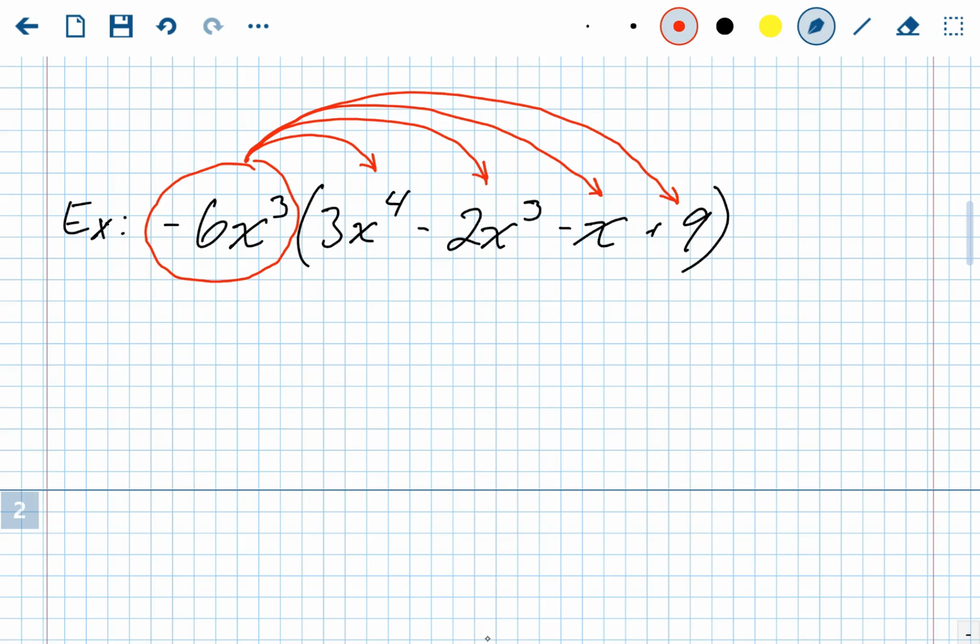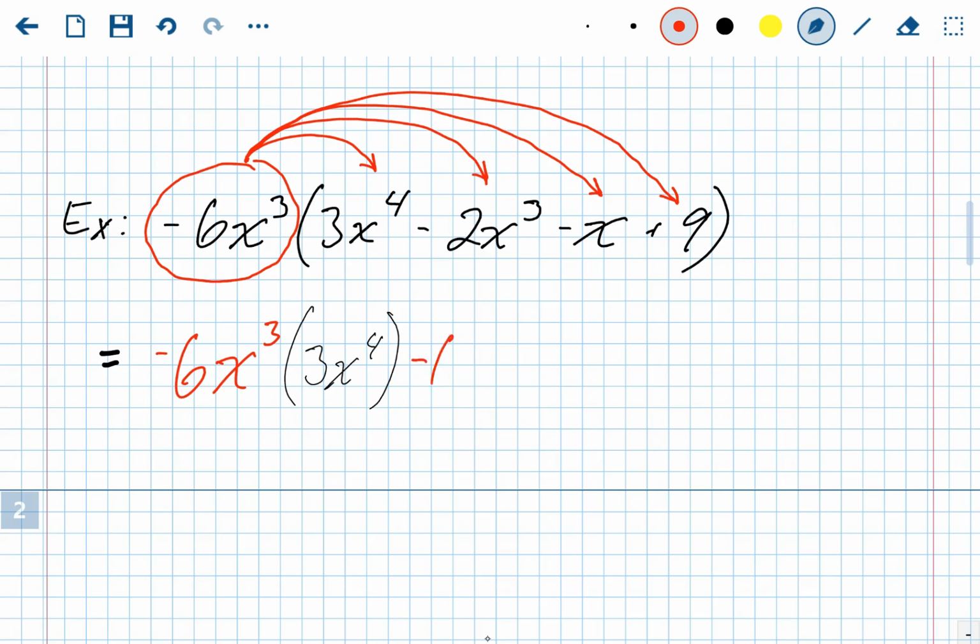So on this one, I'm going to write it out completely. What's really happening here when we distribute is we're taking that negative 6x to the third power and multiplying it by each term separately. So it's negative 6x to the third times 3x to the fourth.